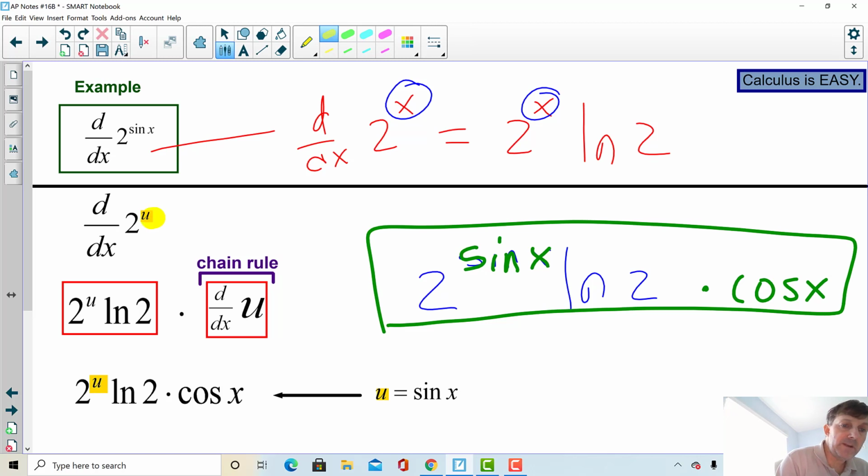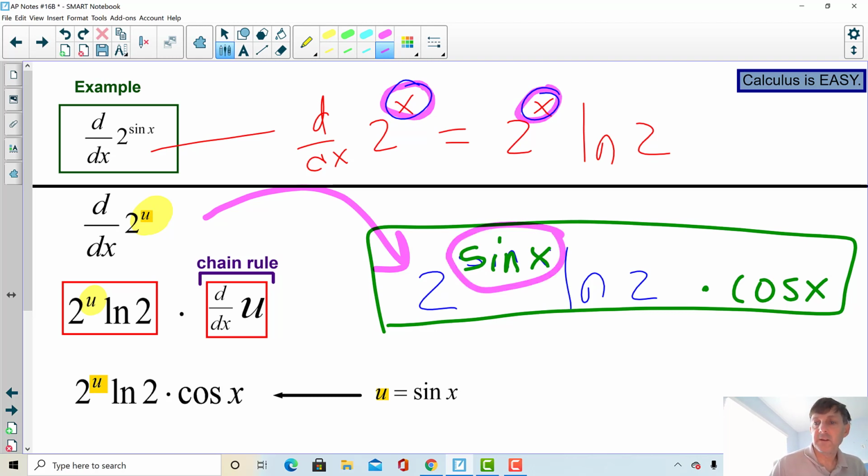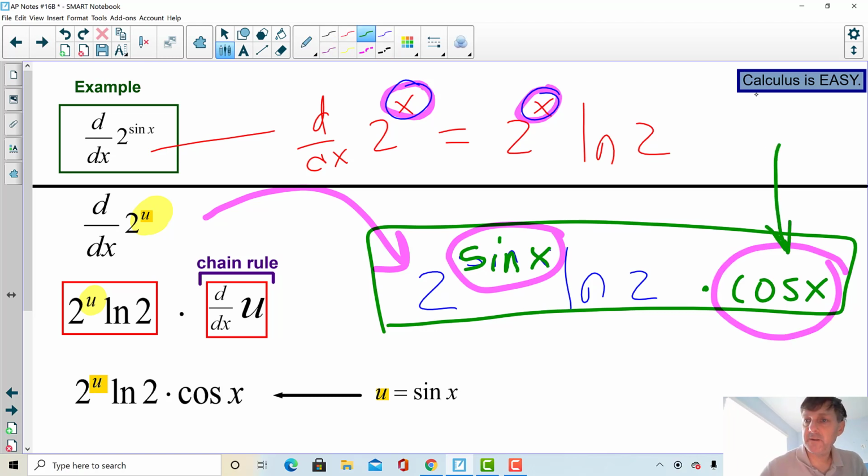Now over here, we kind of treated it like a u, so if you prefer to do it with a u, that would be fine. But I think it's faster if you just do it this way. Just solve it as if it was an x, and then at the very last step, say, wait a minute, it wasn't an x, it was sine of x, so we have to do the derivative of sine of x. And this part right here is the chain rule.